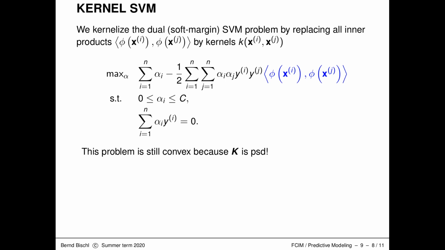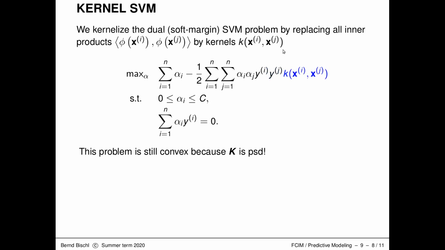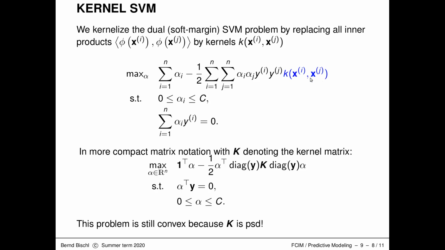So let's now do this. Let's replace all of these regular dot products by our kernel computation between i and j. And if we do that, we arrive at such a form here. Or we could also write this now in compact matrix notation by using our Gram matrix in the middle.